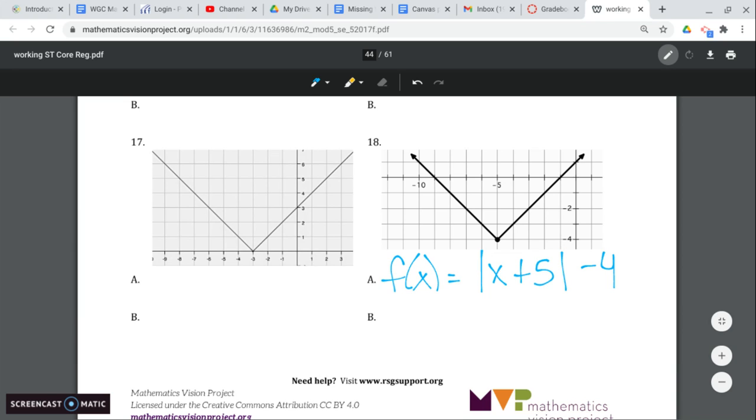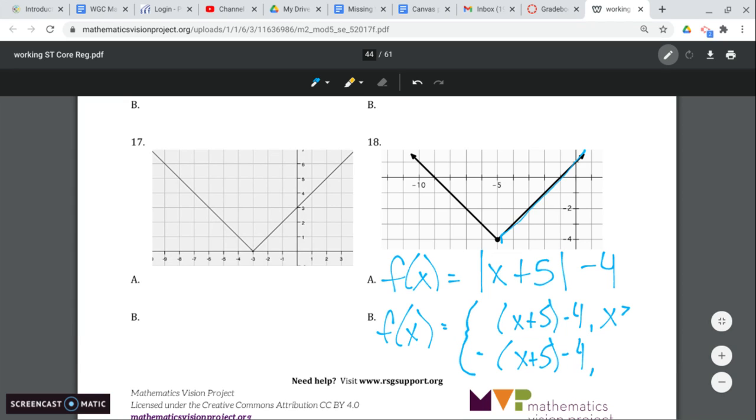Now for the piecewise, now remember, this is the part where we have the positive side and the negative side. And we have to say for where each exists. So this top one, the positive side, that's this side of the equation, it's going to be from x is greater than or equal to -5.